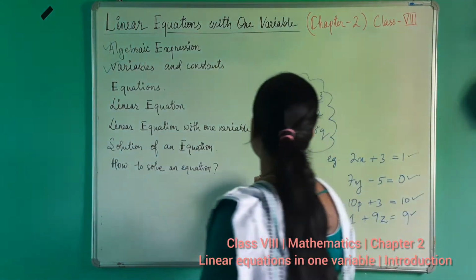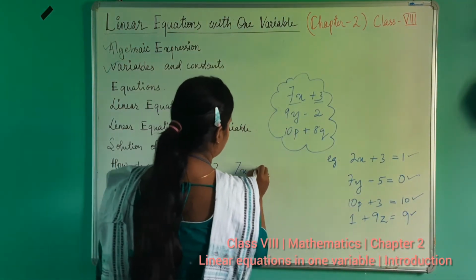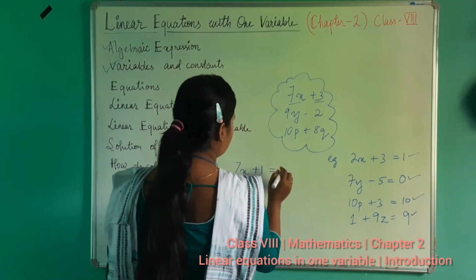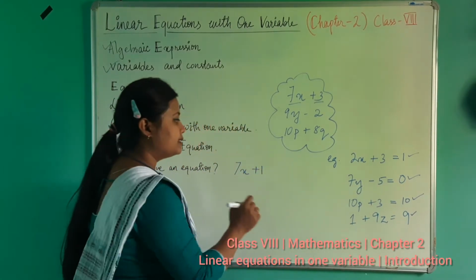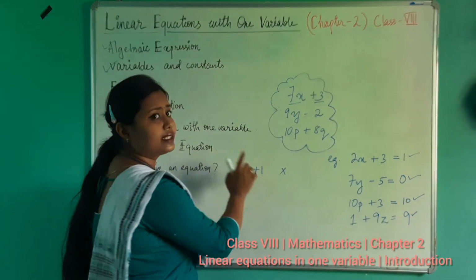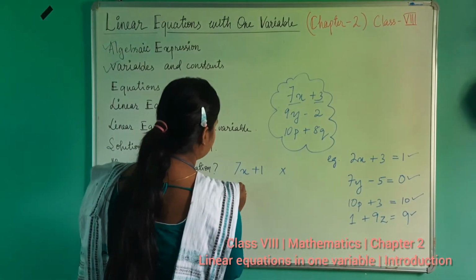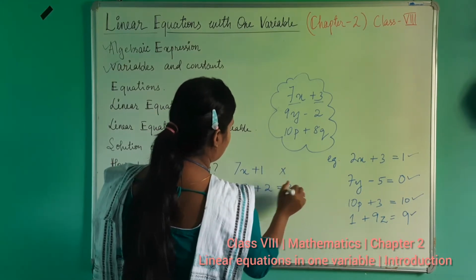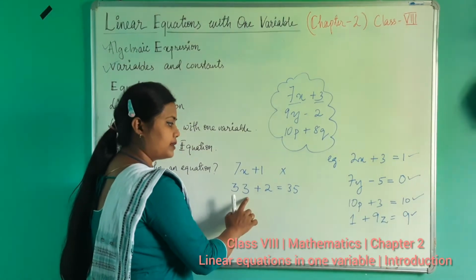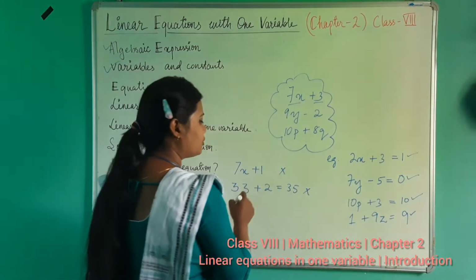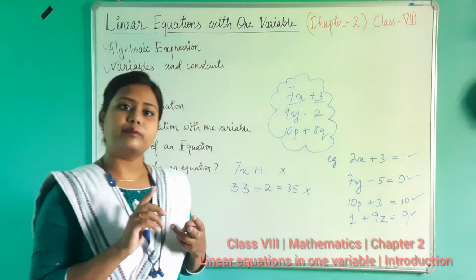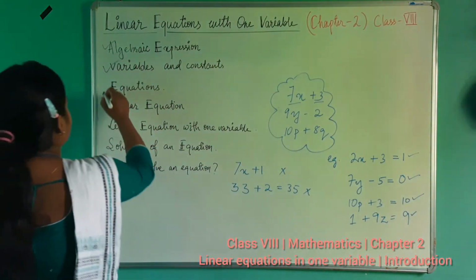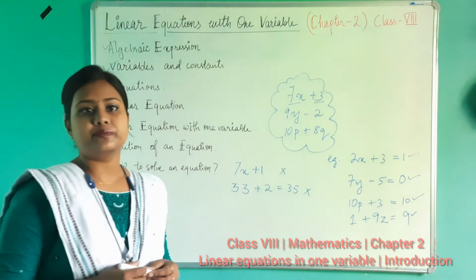If I write only 7x plus 1, then this is not an equation because no equal sign is present here. And if I write this, this is also not an equation because there is no variable and this statement is also wrong. So in an equation, a variable has to be present and an equal sign has to be there. So we discussed what equations are.